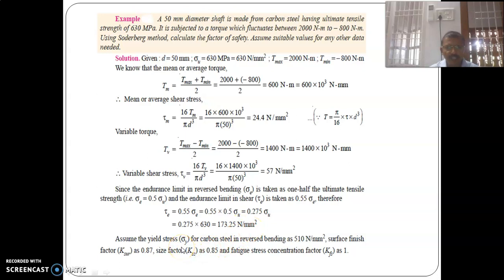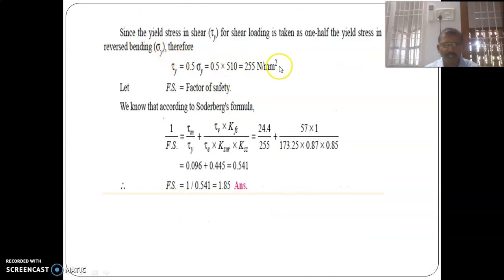We have to assume sigma y as 510 Newton per mm square, surface finish factor as 0.87, size factor as 0.85, and fatigue stress concentration factor as 1. Substituting all the factors, tau y equal to 255, factor of safety: 1 by FOS equal to 24.4 divided by 255 plus tau v value is 57, kf 1, and tau e value is 173.25 into 0.87 surface finish factor, size factor 0.85. From this we can get the factor of safety as 1.85.